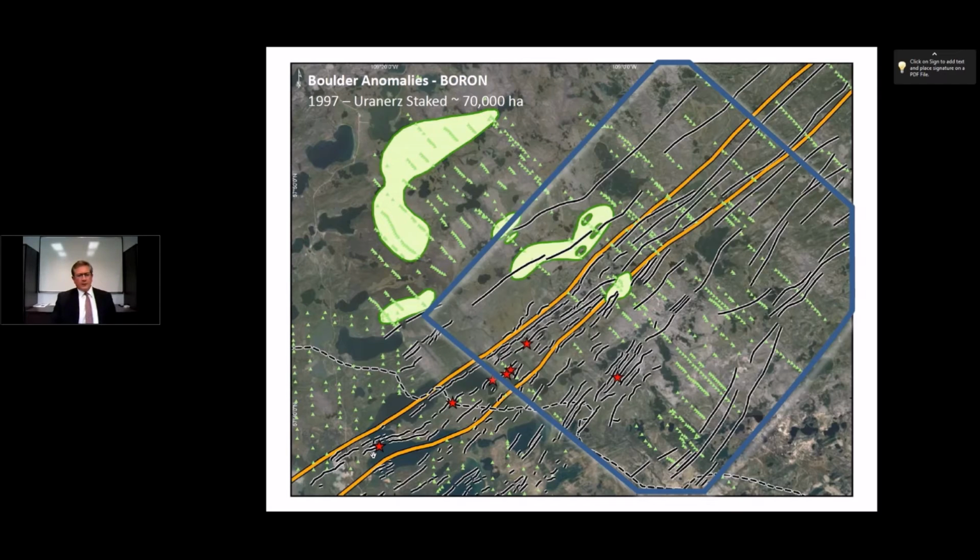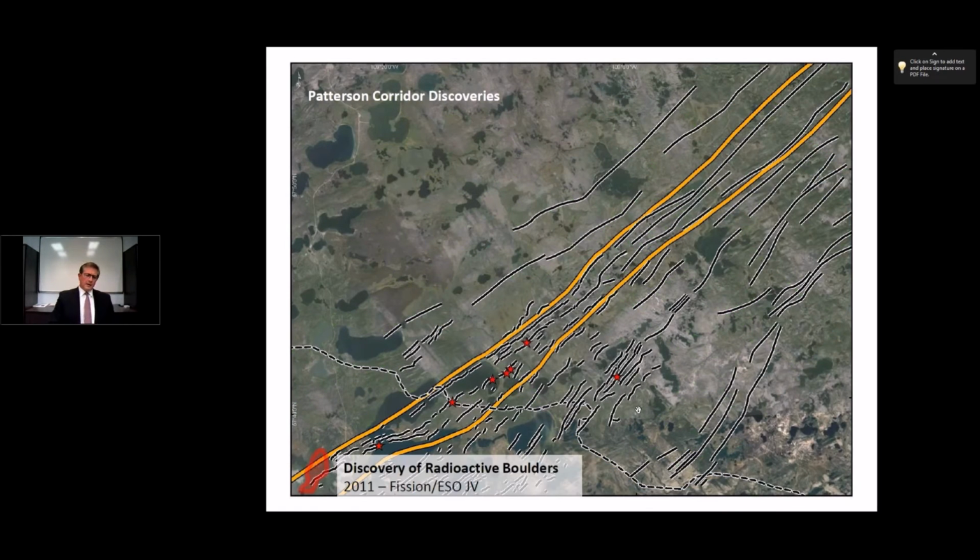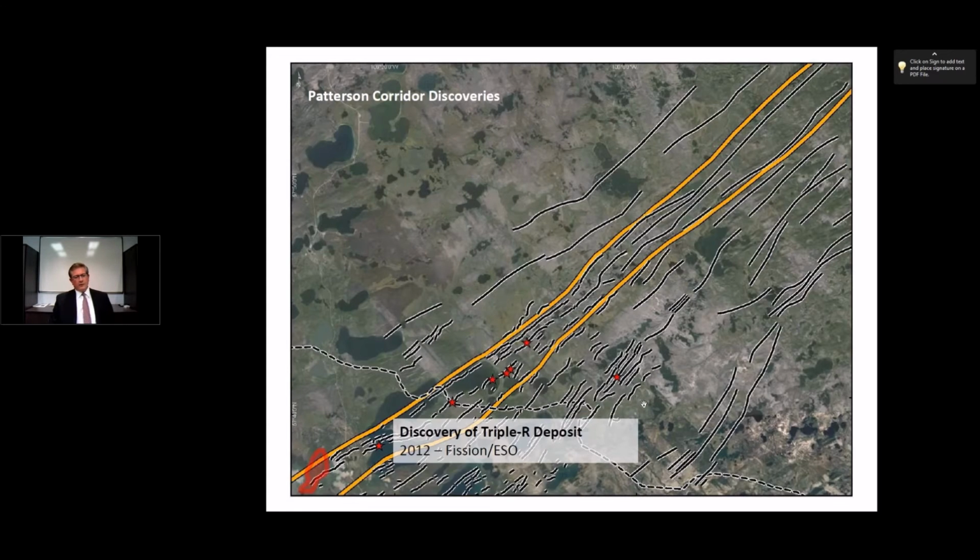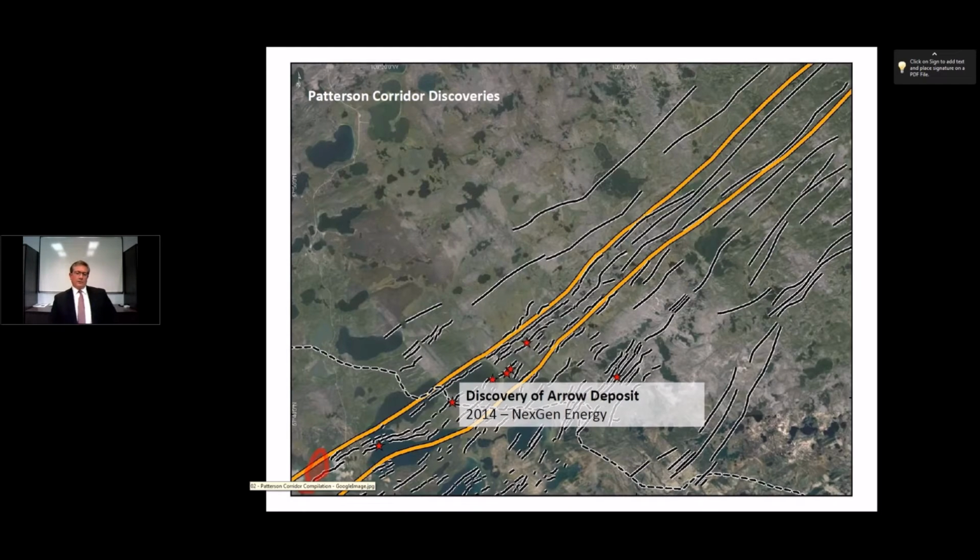So, more recently, we're talking about discoveries. We can start in the southwestern edge of the Patterson Lake corridor. In 2011, Fission and ESO, their joint venture, discovered a fairly significant radioactive boulder train. It was through the chasing of those boulders that they were able to, in 2012, make their discovery at Triple R, which has now turned into a very significant resource.